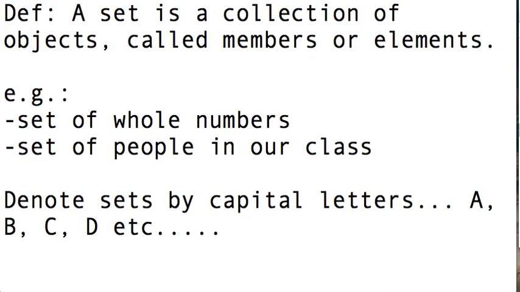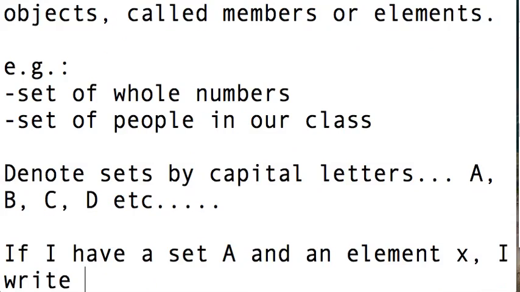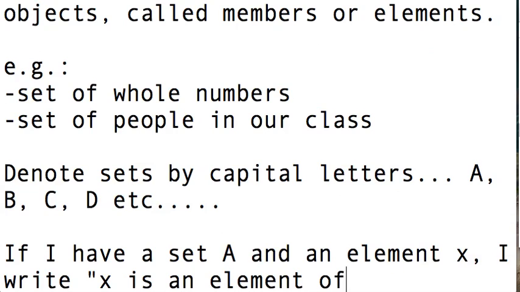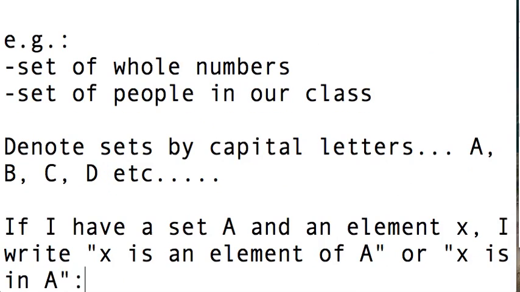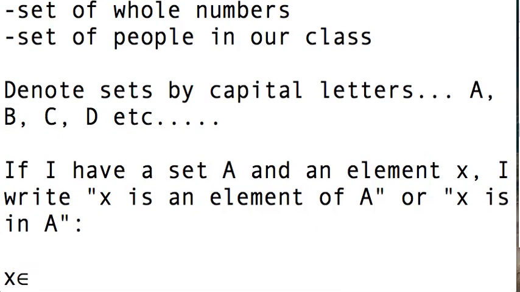Now, if I have a set A and an element X, I write X is an element of A, or X is in A, by the brief mathematical symbology. I write X, then I write this little symbol right here. It's sort of the Greek letter epsilon, but stylized. Then I write A. So that's what this means. X is an element of A. X is in the set A.